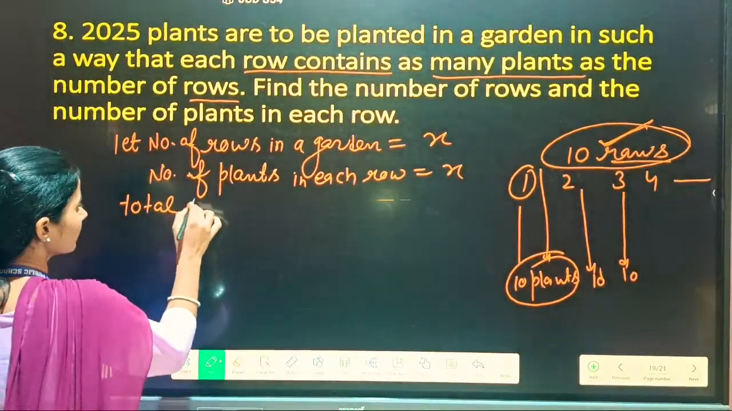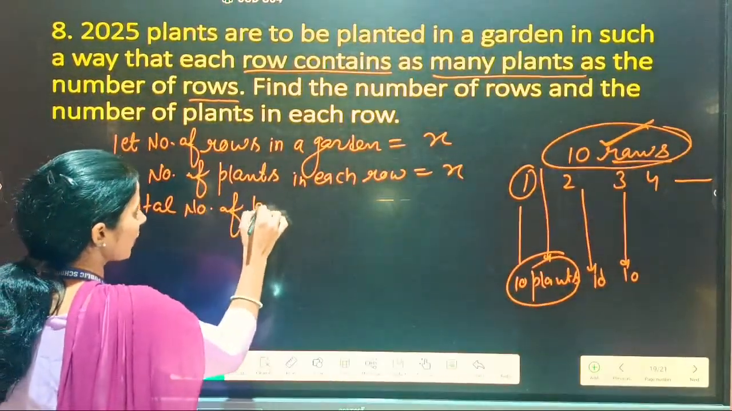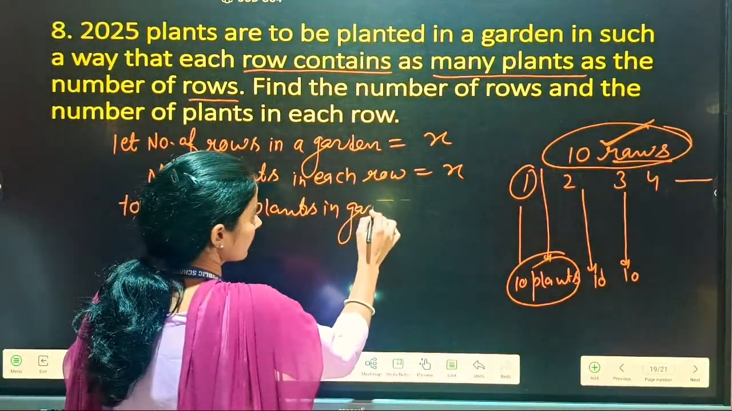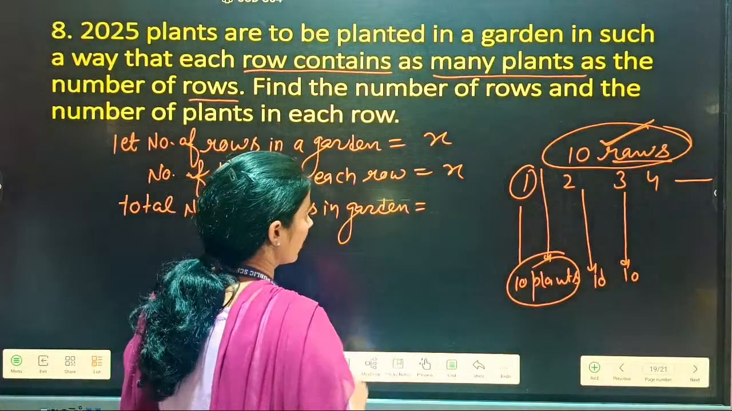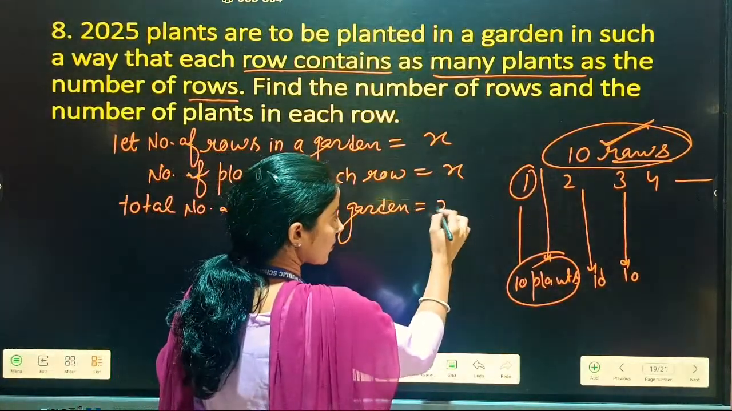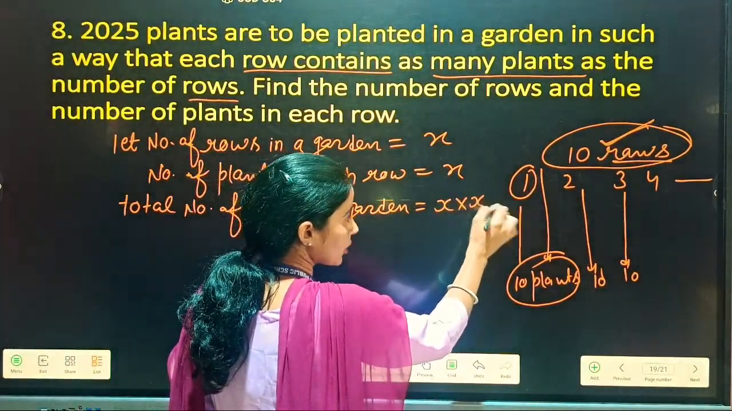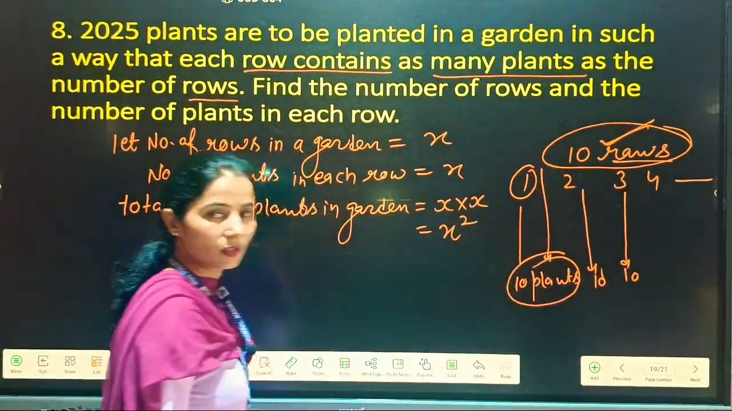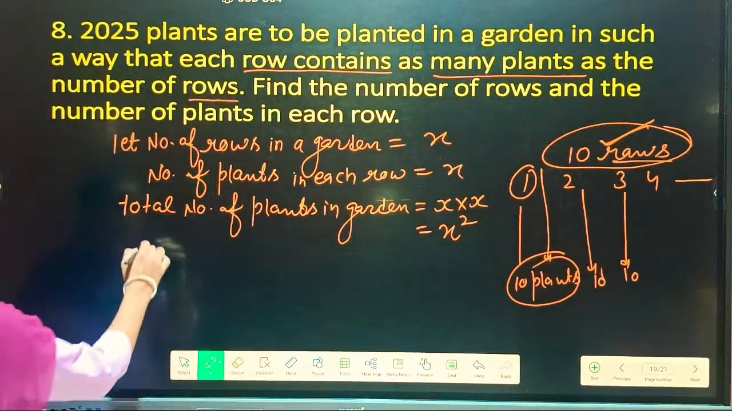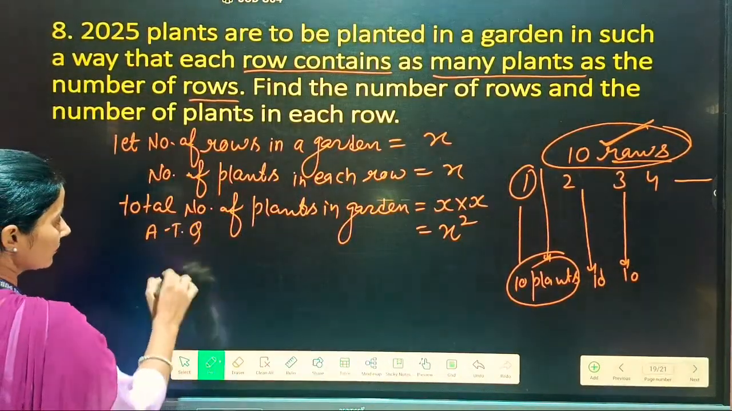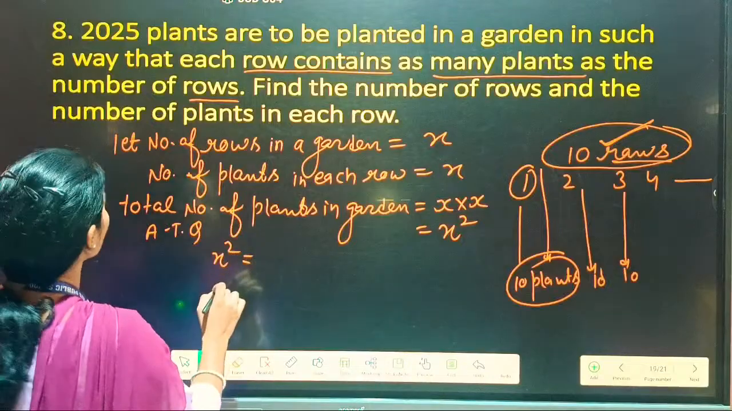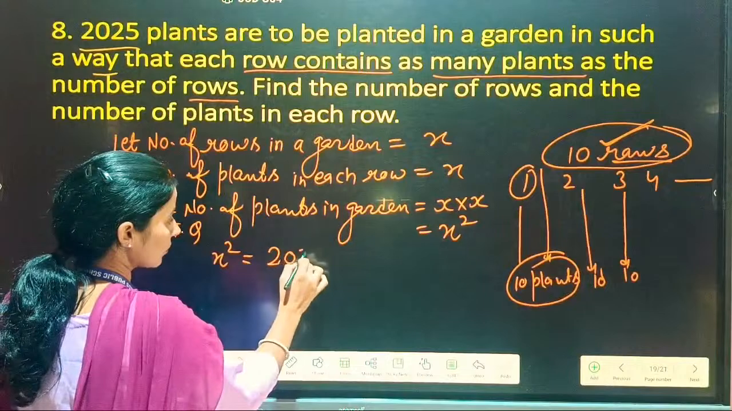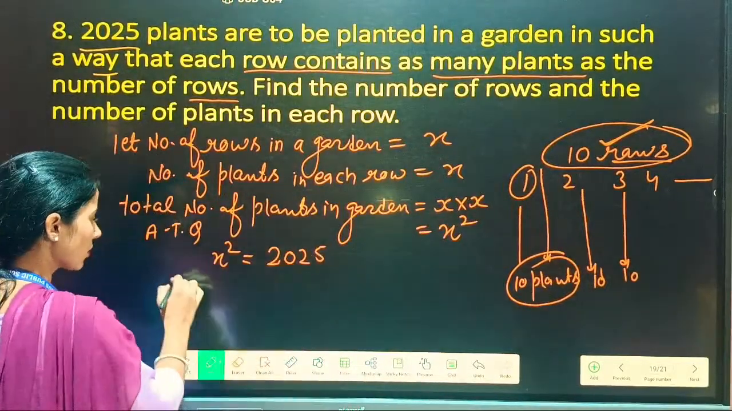Total number of plants in the garden will be: there are x rows and one row contains x plants. So the total number of plants will be x square. But according to our question, this x square total plants is given to us as 2025.